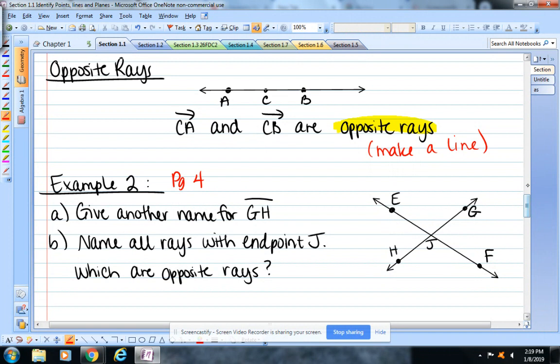Okay, so here's another figure. You can copy this one from the board. It's not difficult. It's just 2 lines intersecting. So it's got 2 lines here, and it looks like they intersect at point J. So J is actually on both lines.